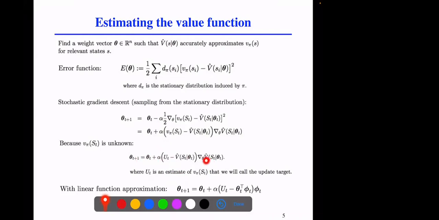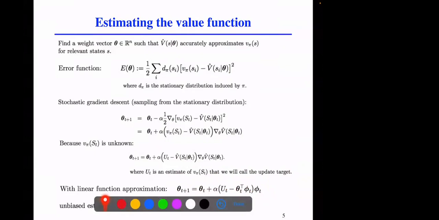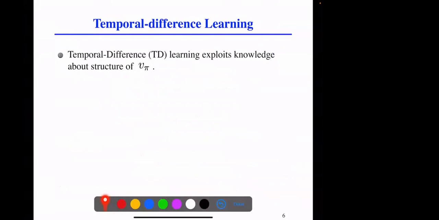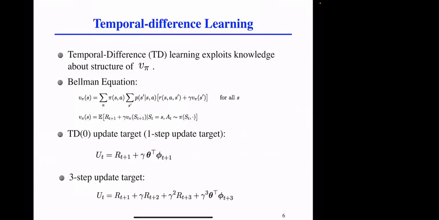And with linear function approximation, this gradient over here just becomes your feature vector, and this value estimate you can just write as this, so it takes a simpler form. And if you take the full return as your update target, you get an unbiased estimate. But with temporal difference learning, we exploit the structure, and we get this form that you're familiar with. The one-step update target, or a three-step update target, which you can see over here.